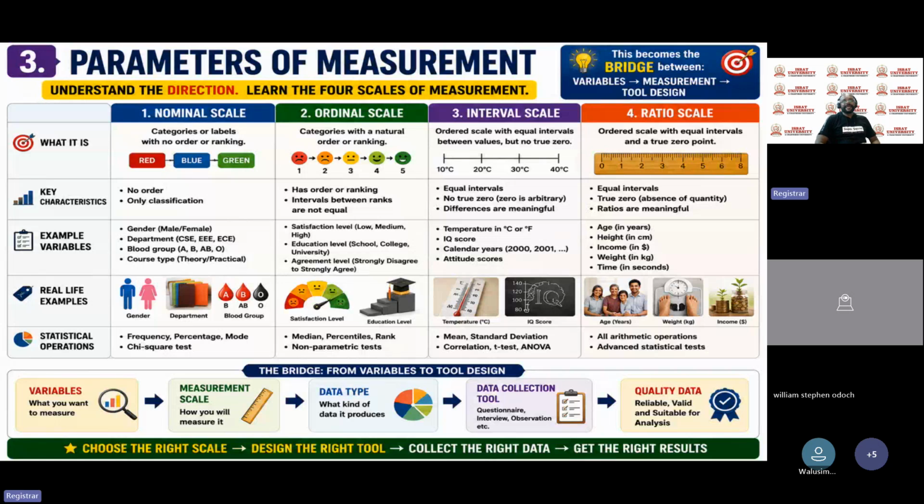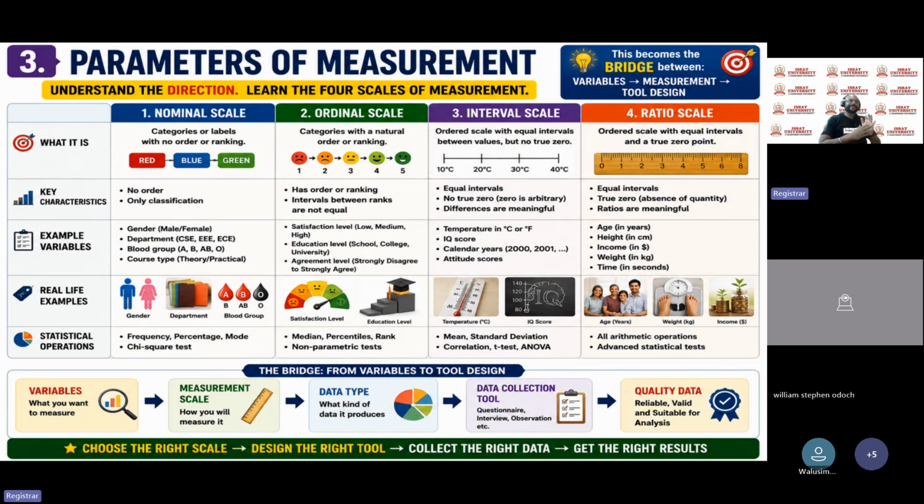The next thing, there is no true zero, because there is an arbitrary zero. The differences are meaningful differences. Say like temperature, 0 degree Celsius or 0 degree Fahrenheit. IQ score, calendar years, attitude scores all come in interval scale. So what kind of statistical operations do we use in this one? We can use mean, standard deviation. You can do correlations. You can do t-test, analysis of variance, ANOVA.